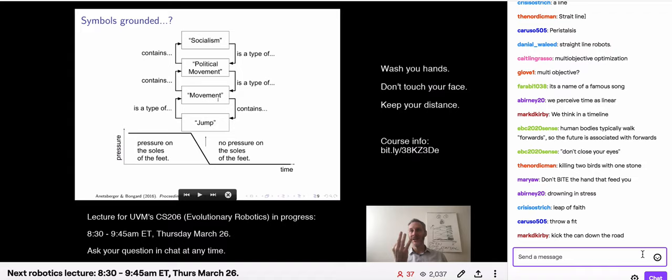M-O-V-E-M-E-N-T. So the robot might not just be able to ground certain words or symbols in action, but it might start to be able to ground increasingly abstract words in more motoric words.